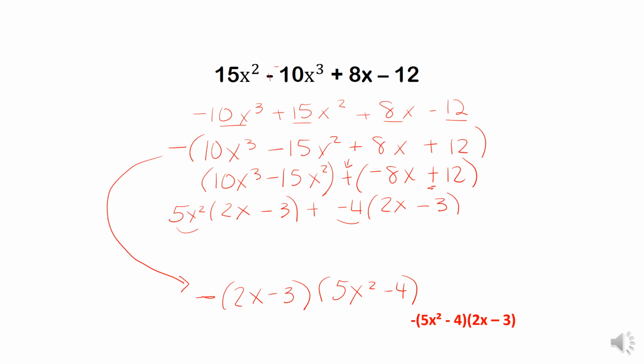Now you'll notice that they put this one first. Like I said before, this is negative 1 times a number, and the commutative property says I can move them around any way I want, but the negative should always be out in front.